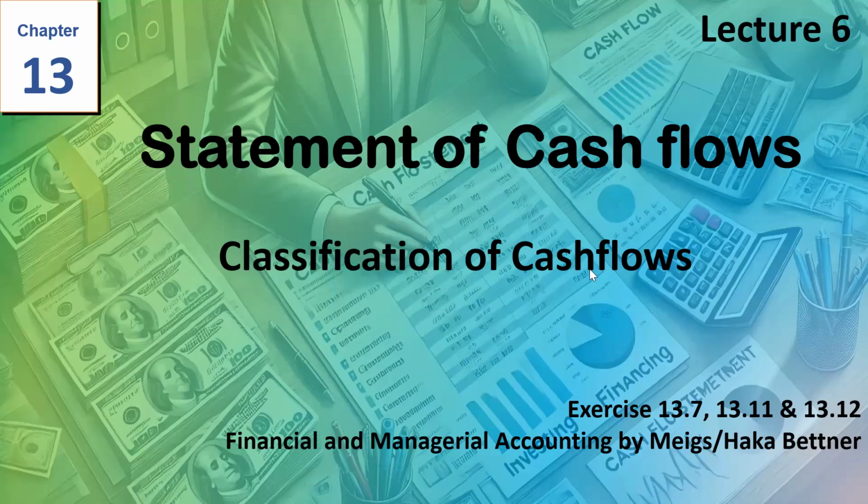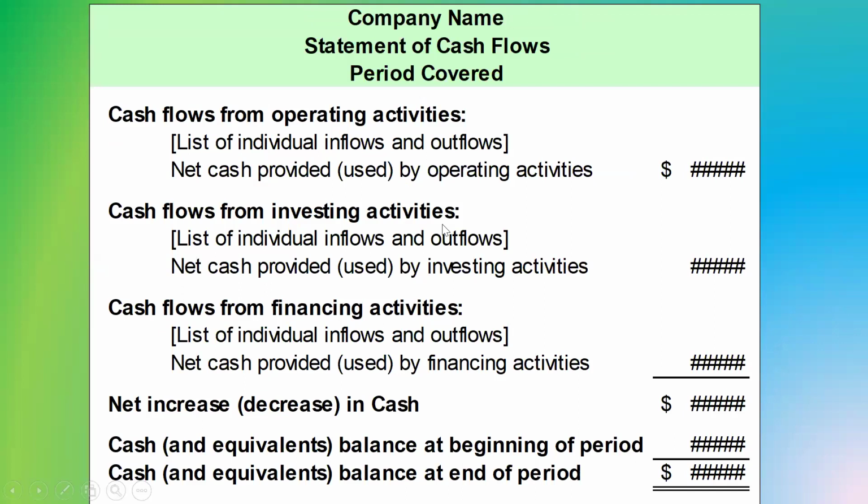In this lecture, we will discuss the classification of cash flows into three different activities, that is, operating, investing, and financing activities. We will go through different cash receipts and payments, and then we will learn to classify these cash receipts and payments into one of these activities. So here we have the three activities. You can see that this is the statement of cash flows: operating, investing, and financing activities.